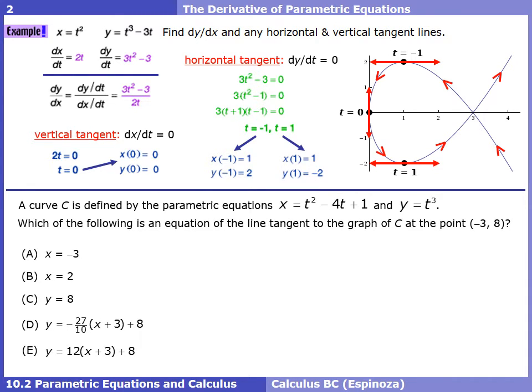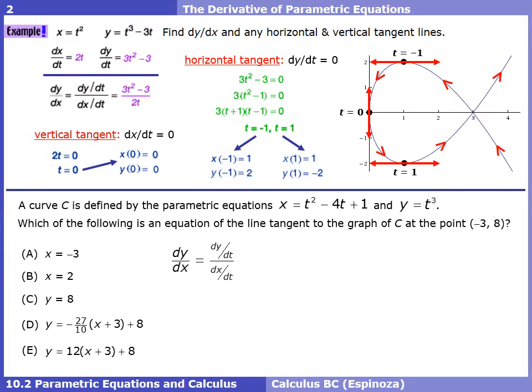Here we have an AP test multiple choice question, and they're telling us that there's a curve C defined by these parametric equations right here. We want to figure out which of the following is an equation of a line tangent to the graph of C at this point right here.